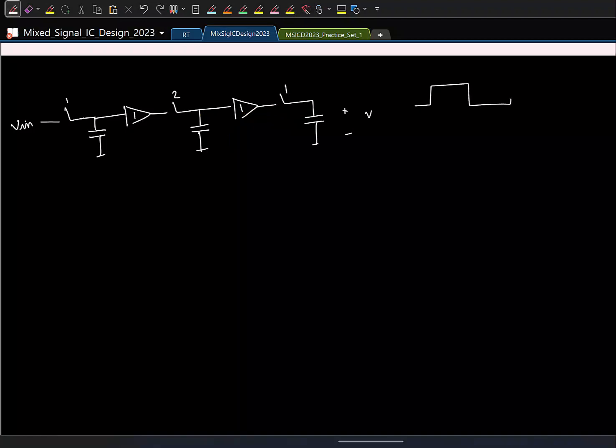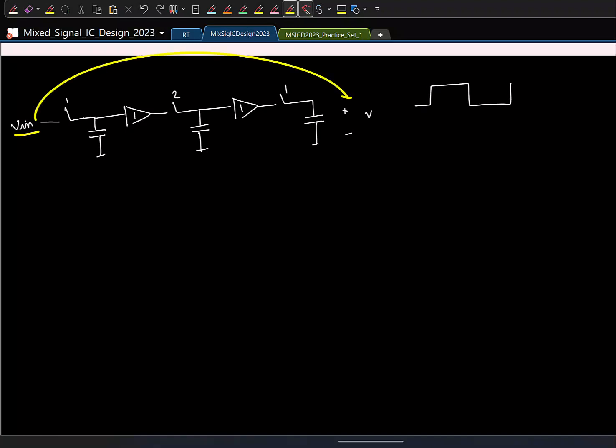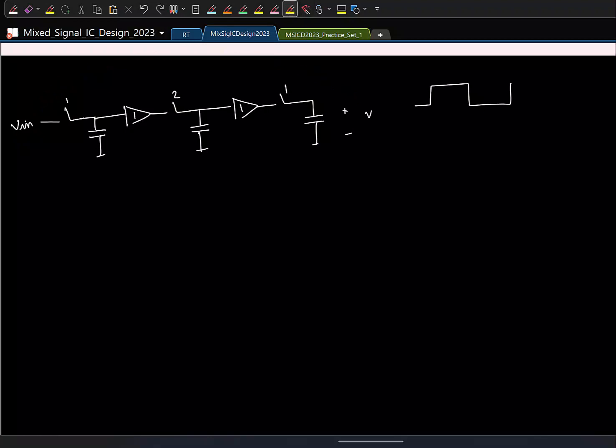There will be a delay of one. So basically, whatever input we are sampling, the same thing will appear here after one clock cycle. There is no other operation happening because this buffer is simply buffering. This buffer is just forcing this voltage to this. Nothing else is happening.